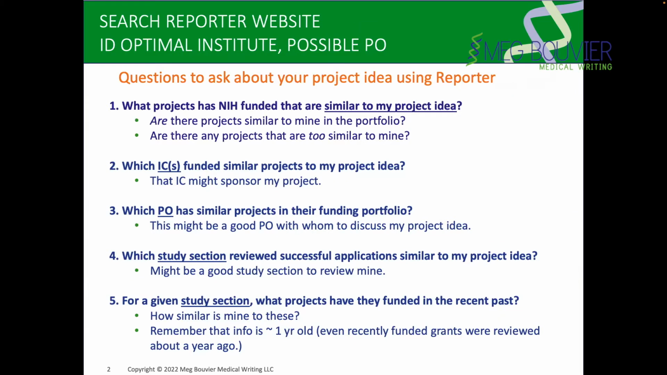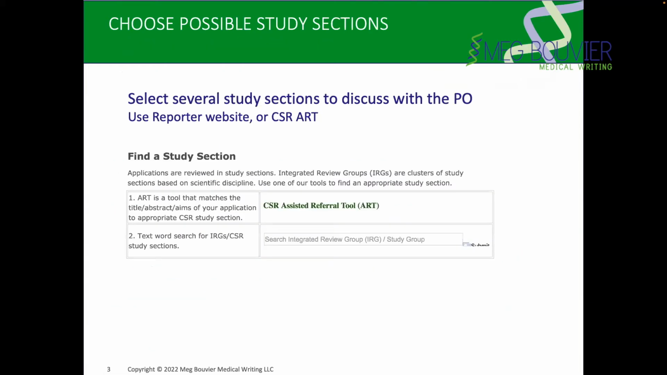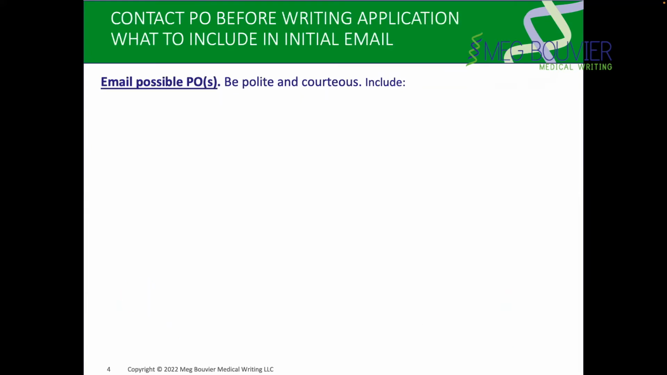So we've already talked, I believe it was 2 weeks ago, about how to use the reporter website to ask specific questions about your project idea. This is before you've written anything up, you're vetting the idea by going into the reporter website and identifying institutes and program officers that would potentially be interested in sponsoring your project, and also looking at study sections, identifying a couple of study sections. So now we're going to move on to contacting the program officer.